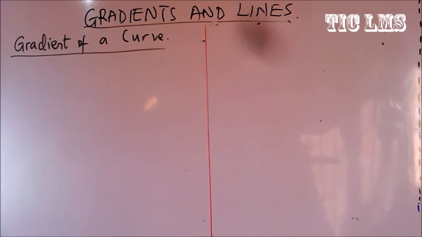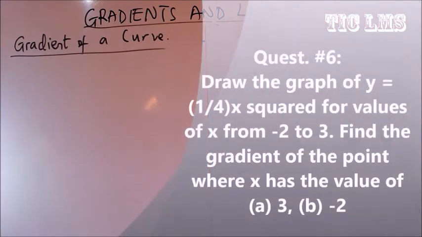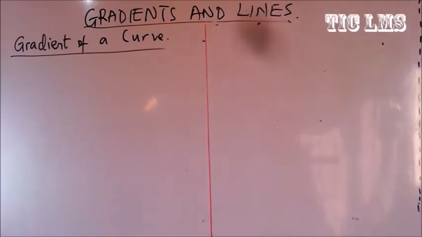Alright, so let's look at an example. Draw the graph of y equal to 1 over 4 x squared for values of x from minus 2 to 3. Find the gradient of the curve where x has the value of 3. That's a to be 3 and b minus 2.